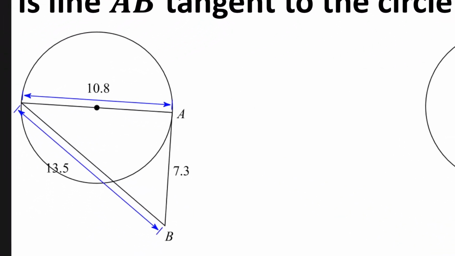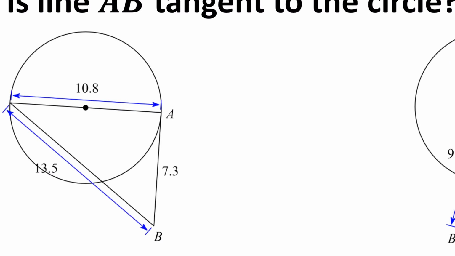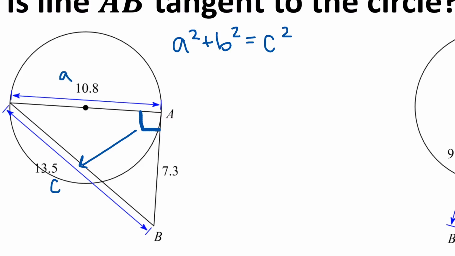So if I look at this first picture, here is line AB, which looks like it's tangent to the circle, which means that at angle A, there would be a right angle. We want to prove that that is true. So we will use Pythagorean theorem. A squared plus B squared equals C squared. Now remember, C always has to be the hypotenuse, and A and B are the other two values.